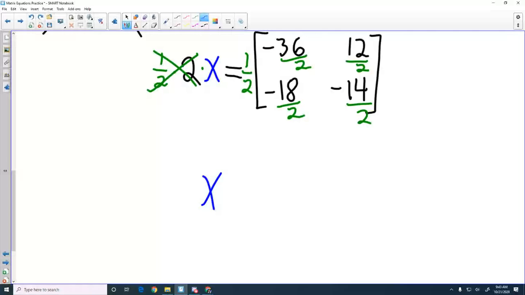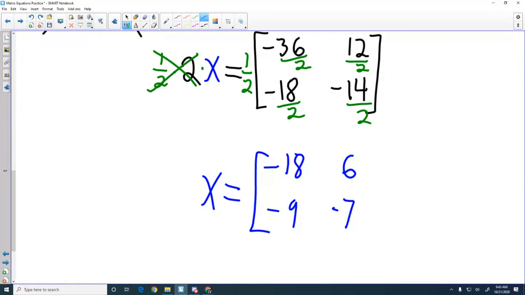And then for our final solution, we'll get x equals negative 36 divided by 2 is negative 18. This gives us 6. This is negative 9, and that's negative 7. All right, and so that in blue is what you would type in to Delta Math for your final solution.